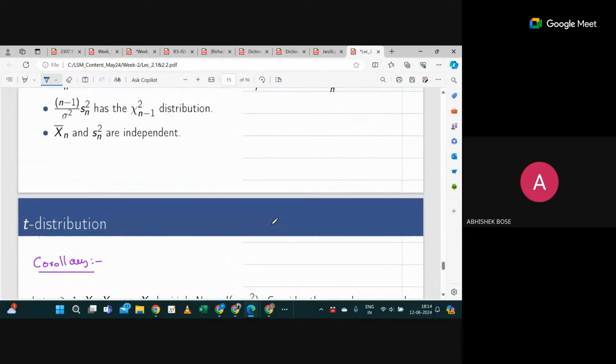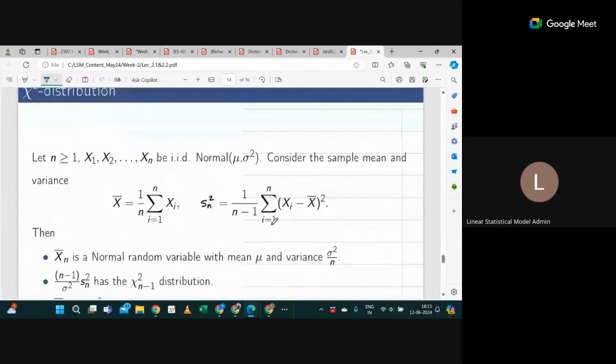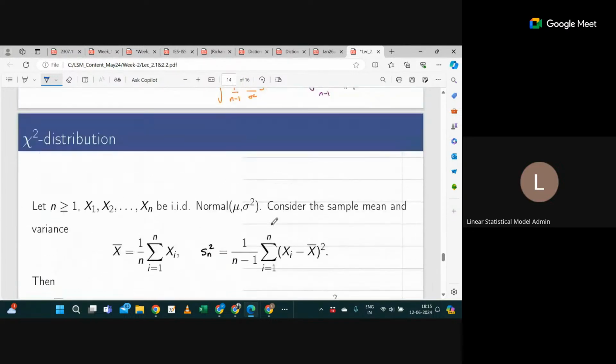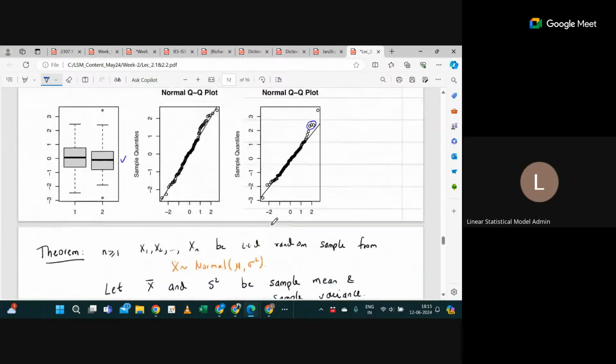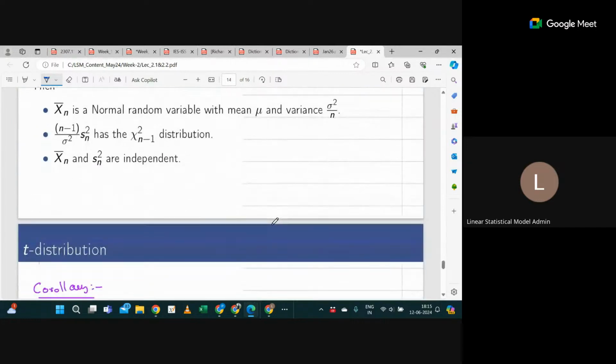All right, so there are lots of applications of the chi-square distribution. Suppose I have a random variable X that is a standard normal variate. Then X squared follows a chi-square distribution with 1 degree of freedom.